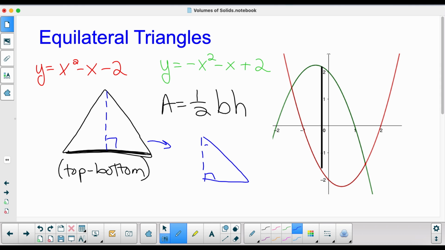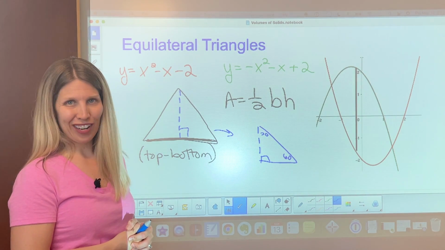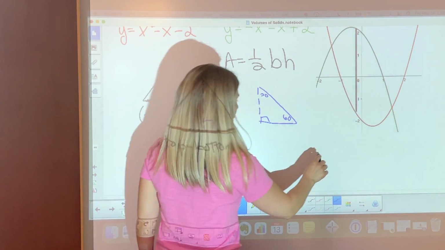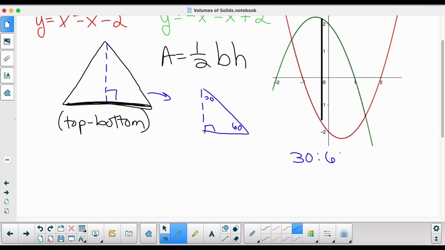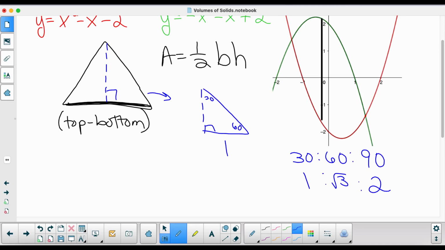Now we have a 30, 60, 90 triangle. Do you remember your ratios for a 30, 60, 90 triangle? If not, I'm really testing you here. So if you don't remember the 30, 60, 90 ratios, they are 1, square root of 3, and 2. So if I use these ratios and label my triangle, my 30 side is here, here's my 60 side, and here's my 90 side. Well, this is one what?